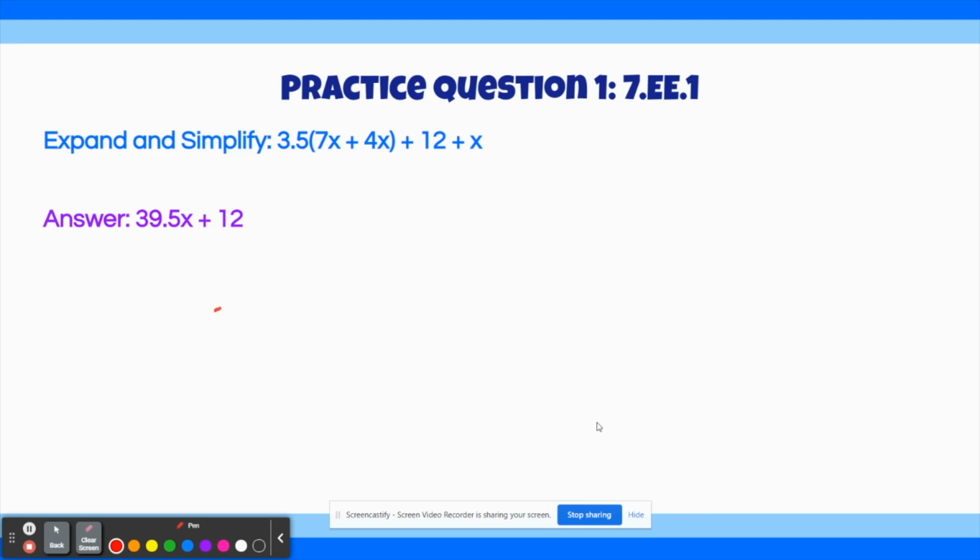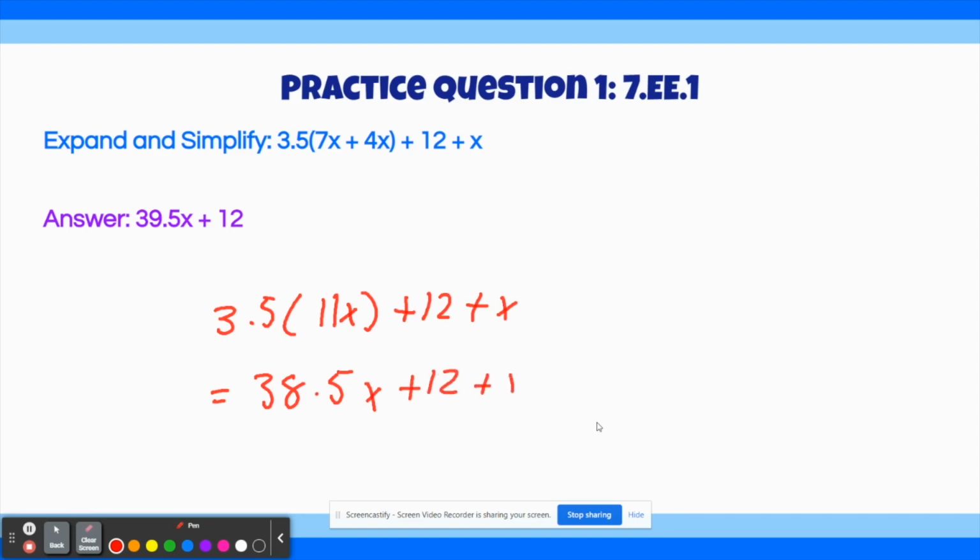So we have 3.5 times, and inside the parentheses we have 7x plus 4x, which are just like terms, so we can combine them to get 11x. And then we still have the plus 12 and the plus x. So now we have multiplication over here. We have 3.5 times 11x. So if you did that out, you'd get 38.5x. We just multiply those, and then we still have the plus 12 and the plus x.